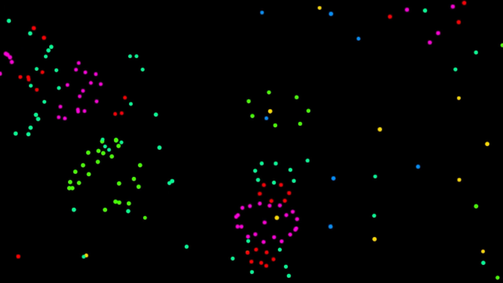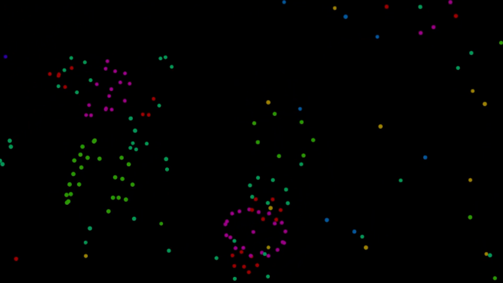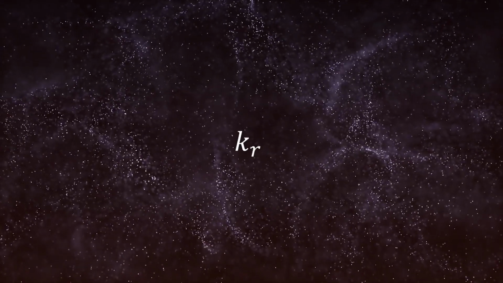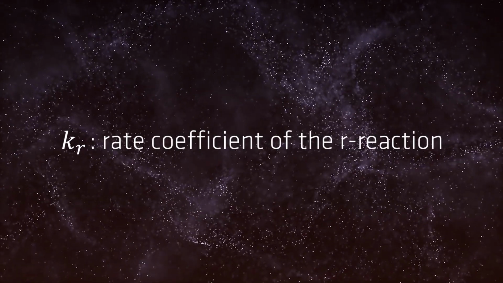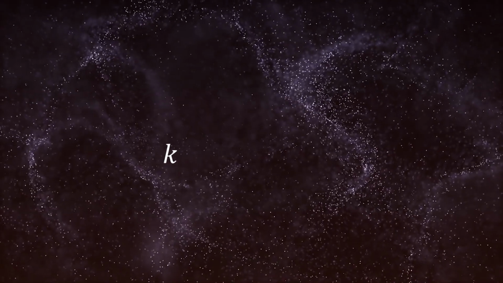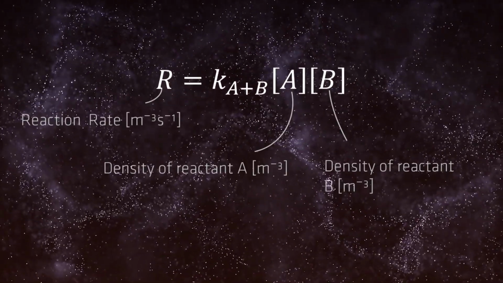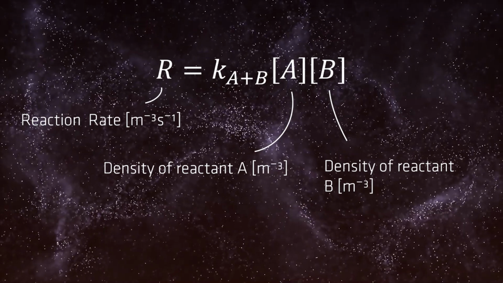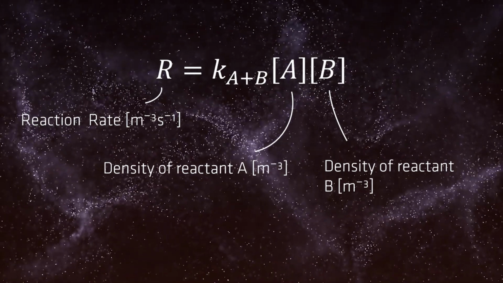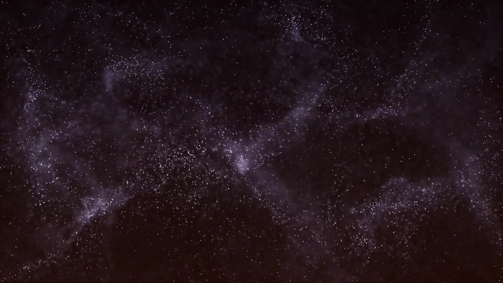To actually start making predictions, we need to understand the rate at which these reactions occur. This is where the rate coefficient comes in. It tells us how fast a reaction happens, and we use it to calculate how much of a species we will get after some time. Usually, most of these values can be found in the literature.